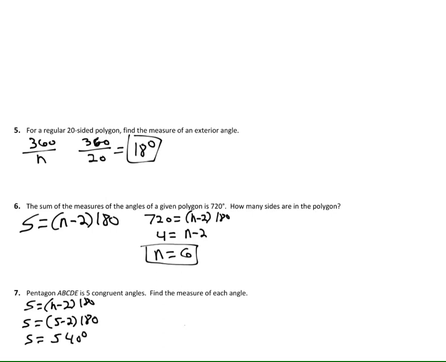So now what I have to do is take that 540 degrees and divide it by the number of sides, which is going to give me one of those angles. So I'm going to do 540 divided by 5. So 540 divided by 5 is going to give me 108 degrees. So one angle inside of a regular pentagon is going to equal 108 degrees.